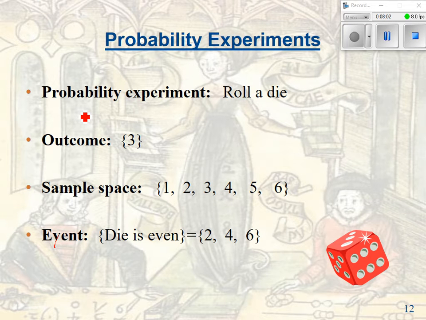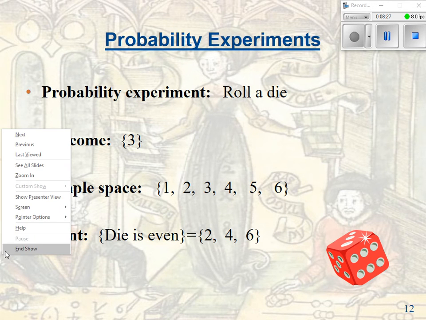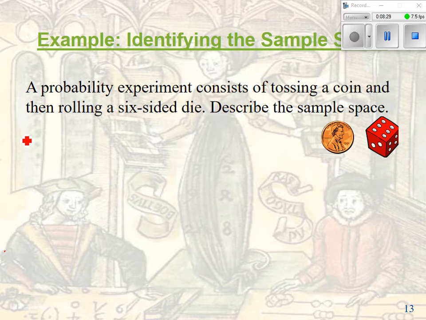Probability experiments, again, if we roll a die and we want an outcome to be 3, your sample space is 1, 2, 3, 4, 5, or 6. Maybe you want to find the probability that the die comes up even: 2, 4, 6. All different kinds of things could happen there, but just know a die, deck of cards. We talked a little bit about that last time.